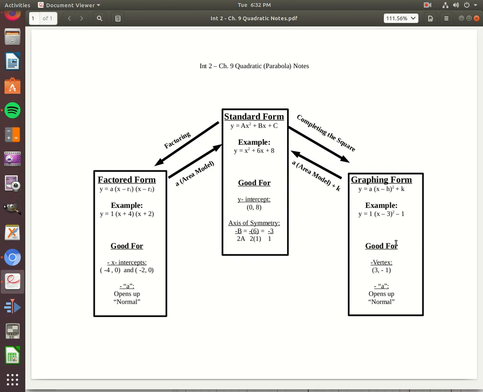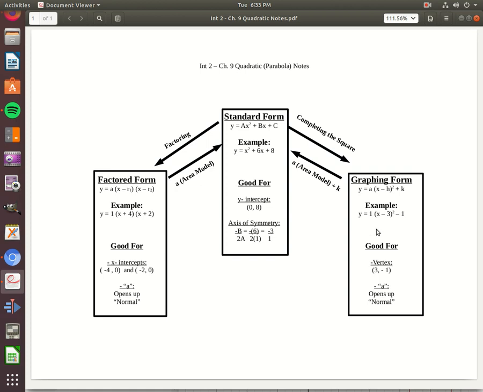A lot of kids think of it as the opposite and then the same: whatever is the opposite inside the parentheses and the same outside the parentheses. However you want to think about it, it's fine. And again, the a is going to tell us if it opens up or down. If it's a positive, it's going to open up, and if it's a negative, it's going to open down. And it's going to let us know if it's normal or if it's steep or if it's flat.